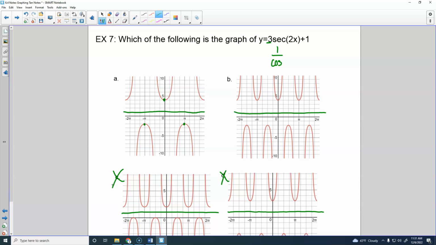And then this 2 right here is going to give us a period change, right? So we'll have 2 pi over 2, which should give us a period of pi. If we look at our graph right here, if I trace until it starts to repeat, it goes all the way over here, which is 2 pi. This one, if I trace until it starts to repeat, it would repeat right here at pi. So B should be our answer.